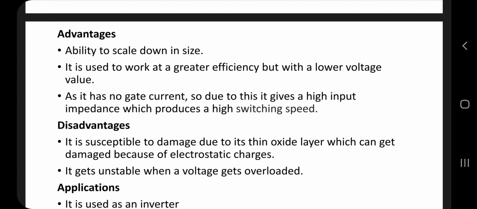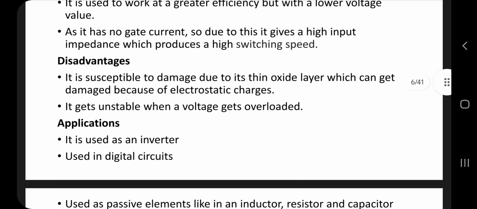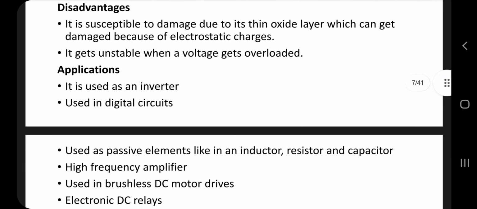Advantage of MOSFET: ability to scale down in size. It is used to work at a greater efficiency but with a lower voltage value. As it has no gate current, due to this it gives a high input impedance which produces a high switching speed. Disadvantages: it is susceptible to damage due to its thin oxide layer which can get damaged because of electrostatic charges. It gets undesirable when a voltage gets overloaded.